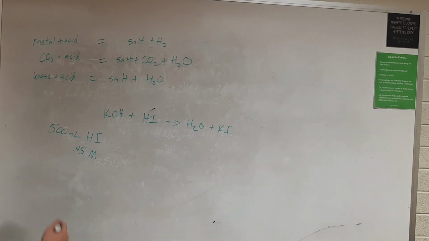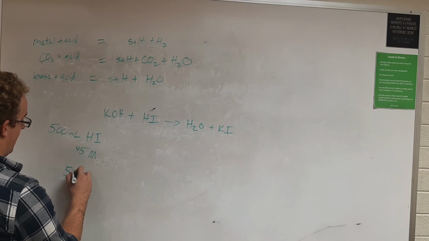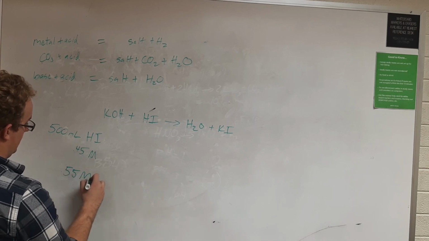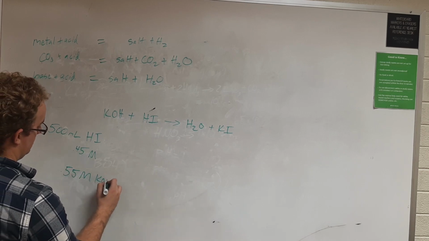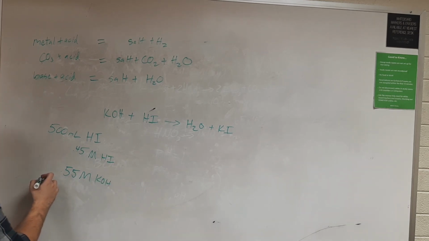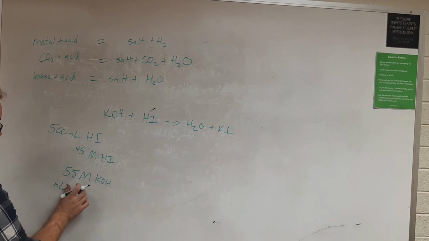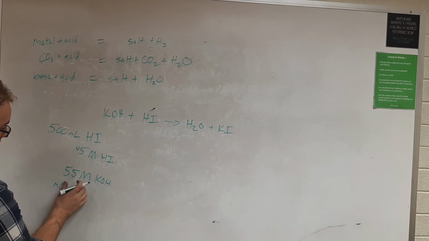So now, if I wanted to add a certain amount of a basic solution in order to neutralize all of it, and let's say that our basic solution was 0.55 molarity KOH, right? And I need to figure out how much of this I need to add. So I'm looking for milliliters of this. Milliliters question mark.